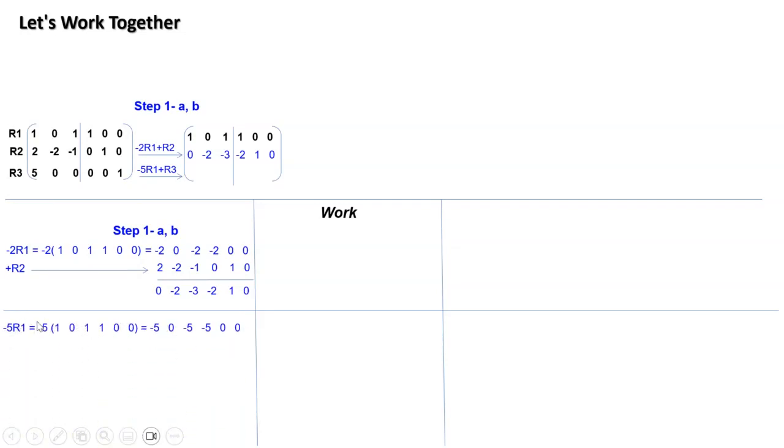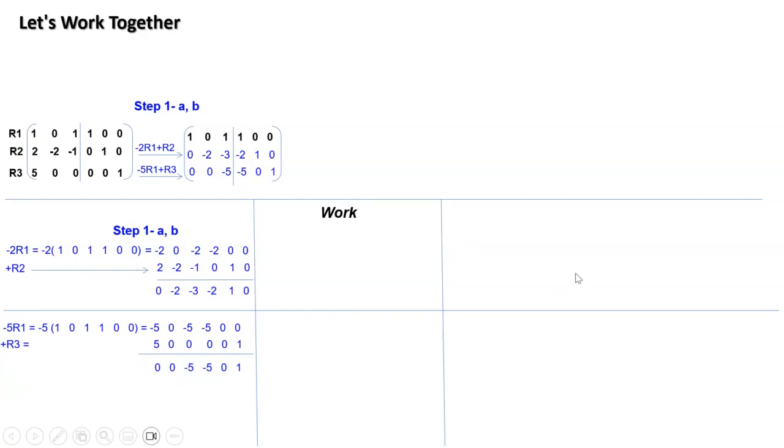Now negative 5 row 1, right? We're going to multiply negative 1 times every entry in row 1. It's going to give us negative 5, 0, negative 5, negative 5, 0, and 0. Plus row 3, all we do is bring row 3 over, and then we add them. So this is what we get: 0, 0, negative 5, 0, and 1. So that's my new row 3.